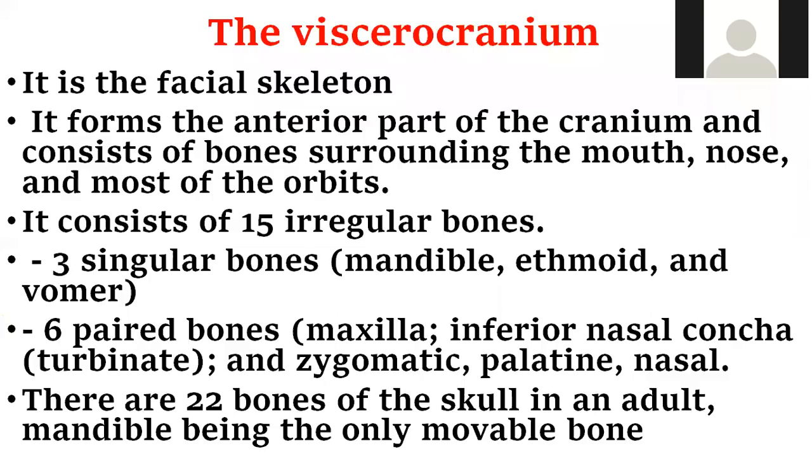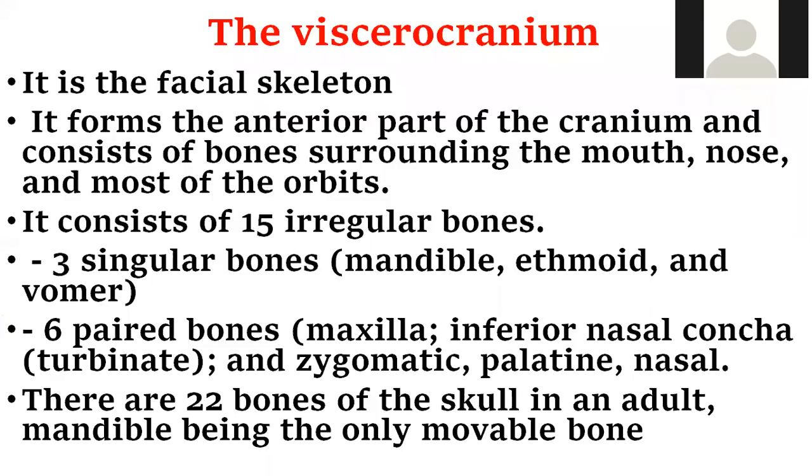So we have 6 paired bones, and these 6 paired bones are the maxilla, inferior nasal concha, the zygomatic, the palatine, and the nasal bone itself. So in all, there are 22 bones of the skull in an adult, though I want you to take note of this, that the mandible is the only movable bone of the bones that make up the region of the head. I am sure you are following me.